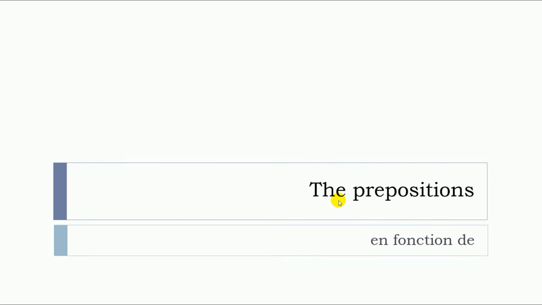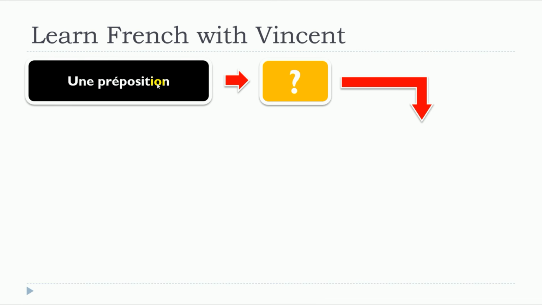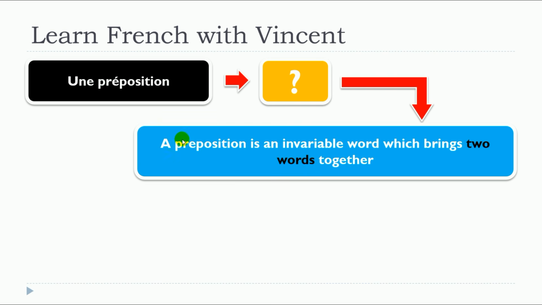In this lesson, we will see together the prepositions, but more precisely, we will see en fonction de. So, of course, the first thing that we need to see together is what is une préposition? Well, a preposition is an invariable word which brings two words together.